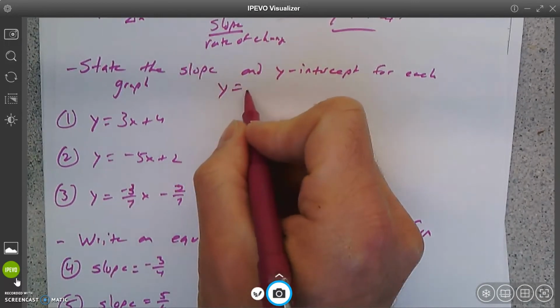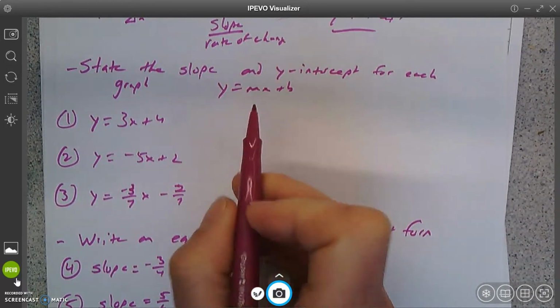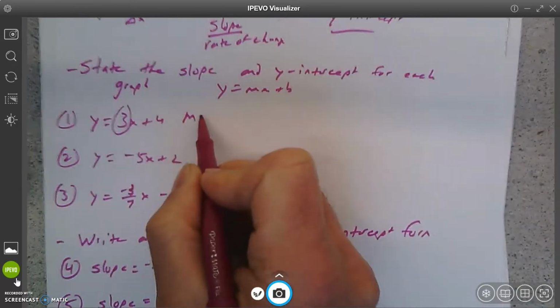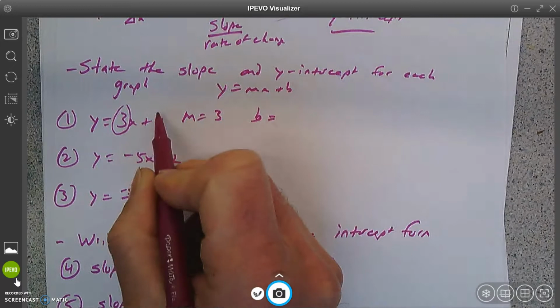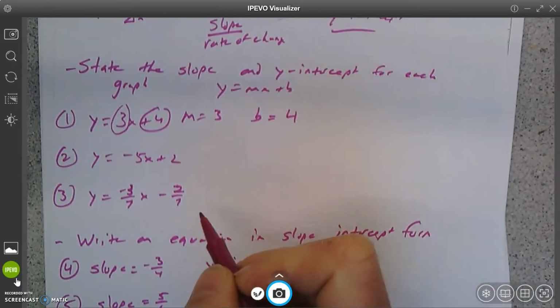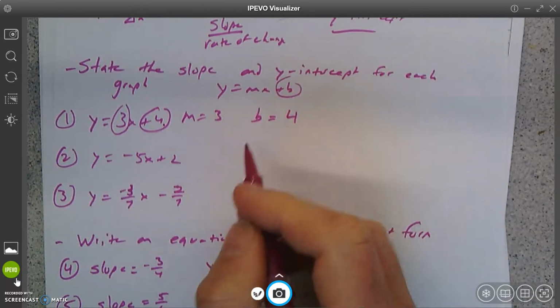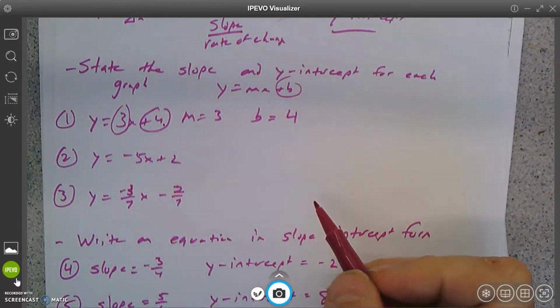So you know y equals mx plus b. So m right here is 3. So m is 3 and b is 4 right there, because b is the y-intercept right here. So m is 3, b is 4. Try 2 and 3 right now on your own.